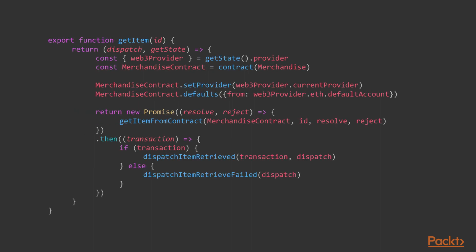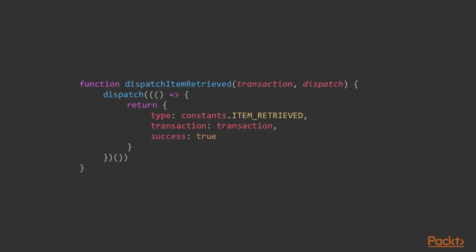Assuming that was successful, we're going to call dispatch item retrieved. So let's take a look at that code. Dispatch item retrieved uses the Redux dispatch method to return the type item retrieved and includes the transaction as well as a key named success set to true. So what we've done here is dispatch this object into the Redux store. It took us a couple of steps to get there, but this is the end result. Let's jump over to our code editor and add this code in. Then we'll build our reducer that listens for this to update.